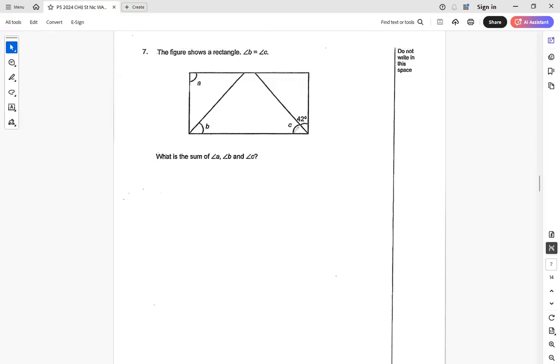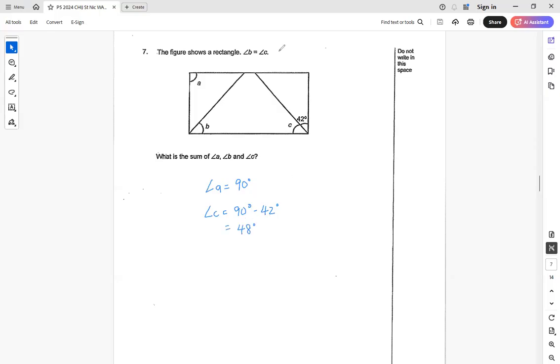The figure shows a rectangle and it tells us angle B is equals to angle C. So looking at this, right, this is a rectangle, right? So this angle here, which is the corner here, angle A will definitely be 90 degrees. So this I can write down first. And then angle B, unknown, we leave it first. We look at angle C. So like I said just now, the corner of your rectangle must be 90 degrees. So if this is 42, the remaining angle C, you just need to take 90 minus your 42. That will give us 48.